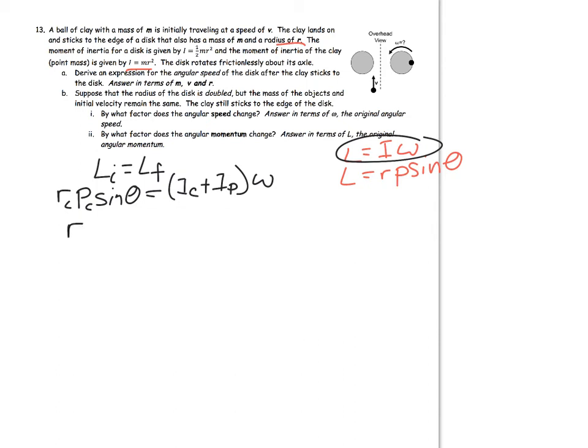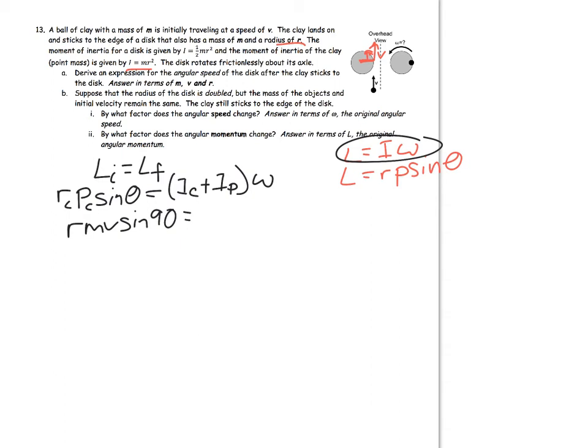The momentum for the clay is going to be the mass of the clay times the velocity of the clay, and the angle here is going to be 90 degrees because when my clay hits the disk, there's my r, my velocity is going like that, and that forms a nice 90-degree angle there. And so that's going to be the angle between the radius and the momentum. So that's going to be equal to my system afterwards.